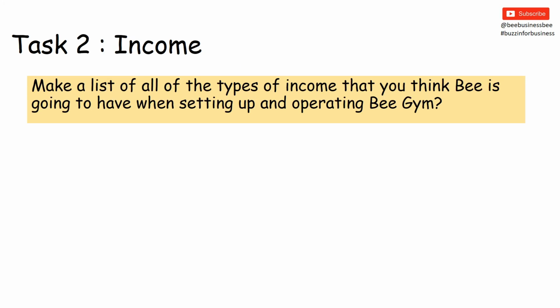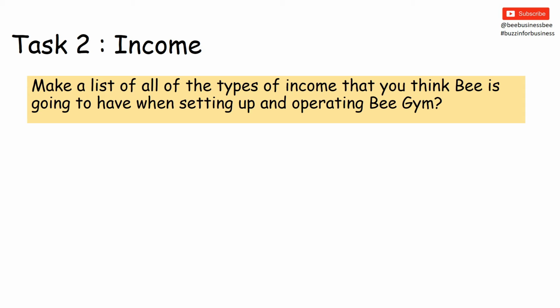So Bee's going to need your help now when it comes to income. Firstly, make a list of all the different types of income that you think Bee is going to have when setting up and operating Bee Gym. So again, income sources for setting up and income sources when it's operating. Pause the video whilst you do that.